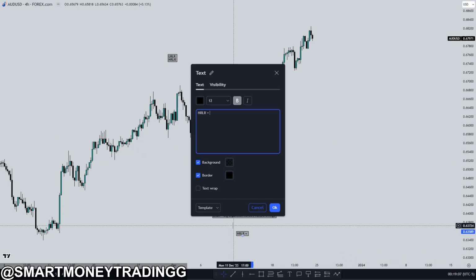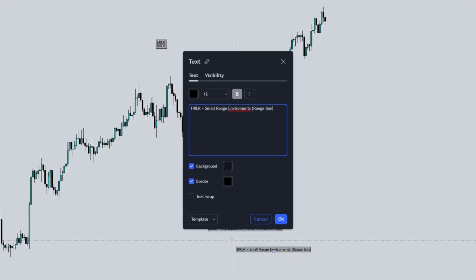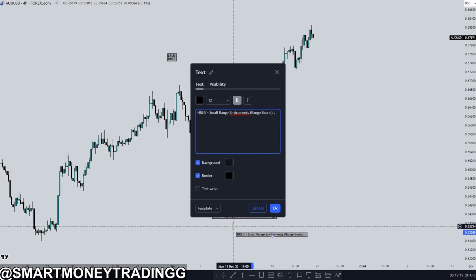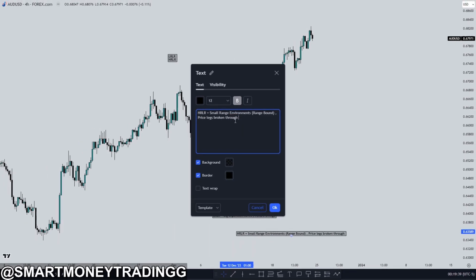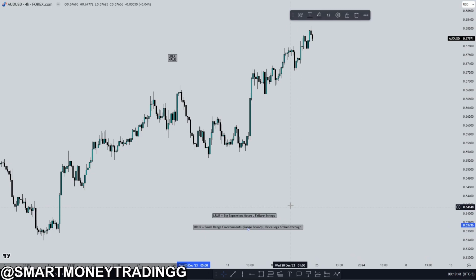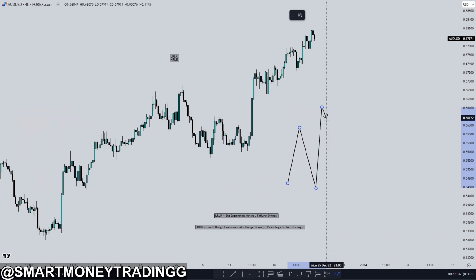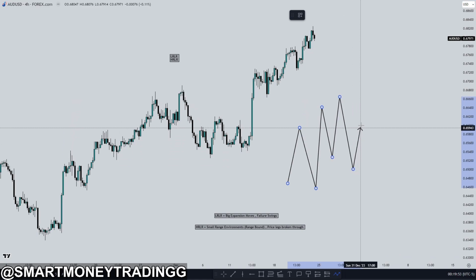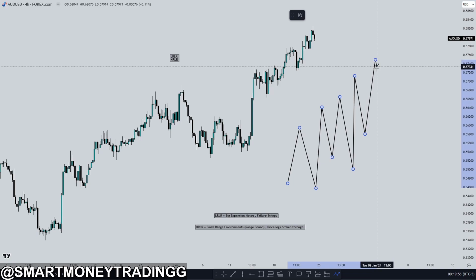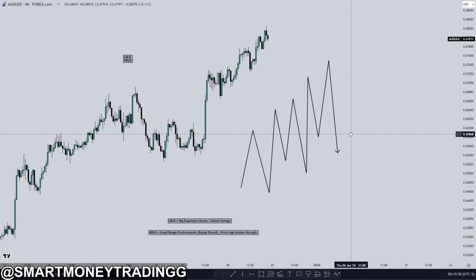High resistance liquidity usually has small range environments. It's like a range bound market, and then eventually price lags get broken through. So what I mean by that is, a price lag is from high to low. You usually have that broken through. Boom, you break that, and then you rally higher. Then you create a new price lag right there, but you don't break it. Then you break another one, and then you create a new one, and then you break that one. That is pretty much high resistance right here.